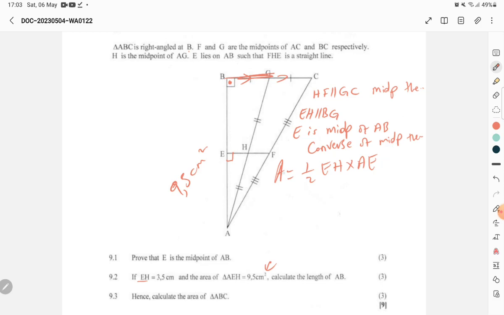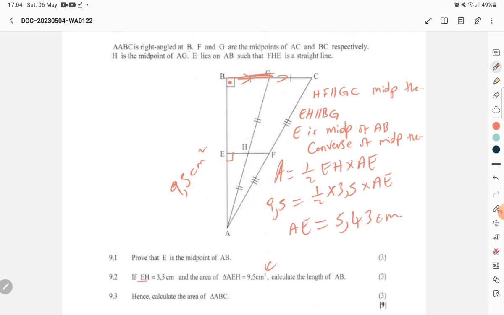Then the area is actually equal to 9,5, which is equal to half times EH, which is 3,5, times AE. Then for AE, if we can just slightly use our calculators, 9,5 times 2 is basically 19, then 19 divided by 3,5 is actually going to be 5,43 centimeters.